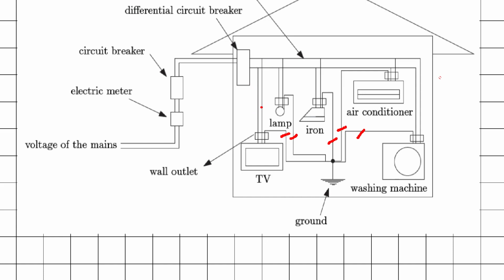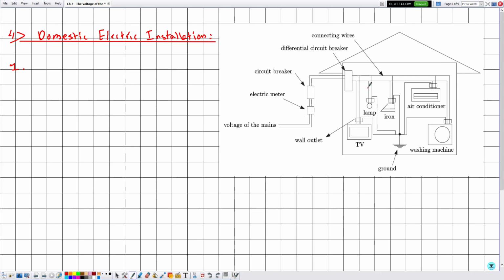Let's check that each electric component has two wires. These are the two wires of the TV, these are the two wires of the lamp, these are the two wires of the iron, these are the two wires of the air conditioner, and these are the two wires of the washing machine. All of these two terminals are connected to the voltage of the mains. So they have two terminals in common, which means they are connected in parallel. So the first thing that we should know is that electric appliances in domestic installations are connected in parallel.